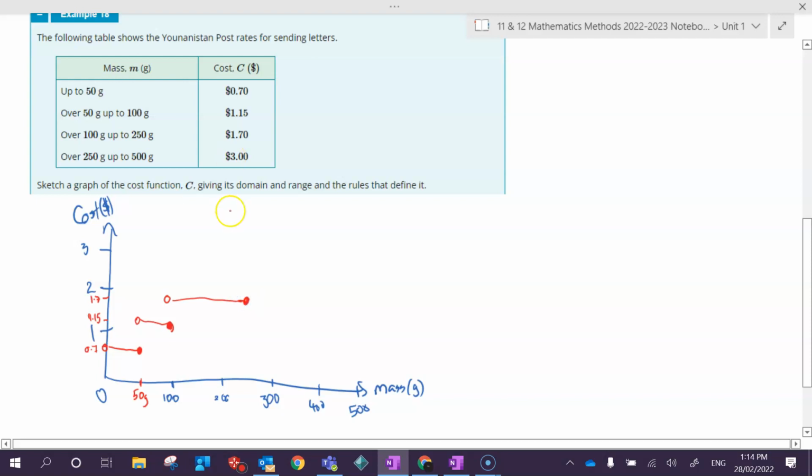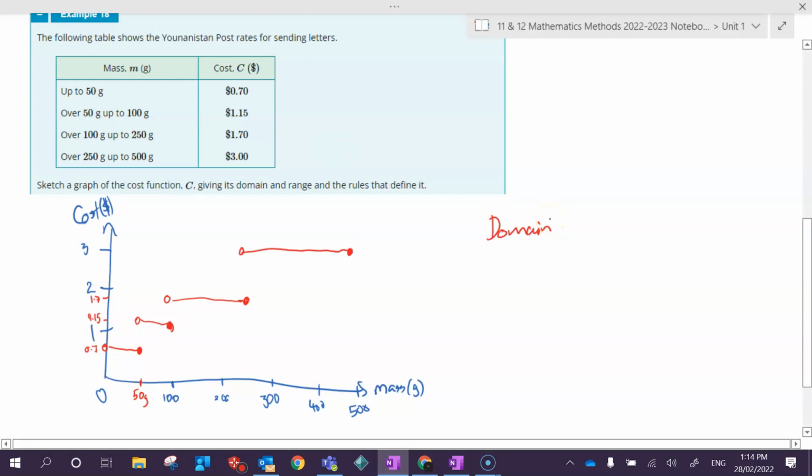There it is. And $3 is for over 250 up to 500. Open circle and a closed-in circle. And there's your piecewise defined function. Giving its domain. Domain.